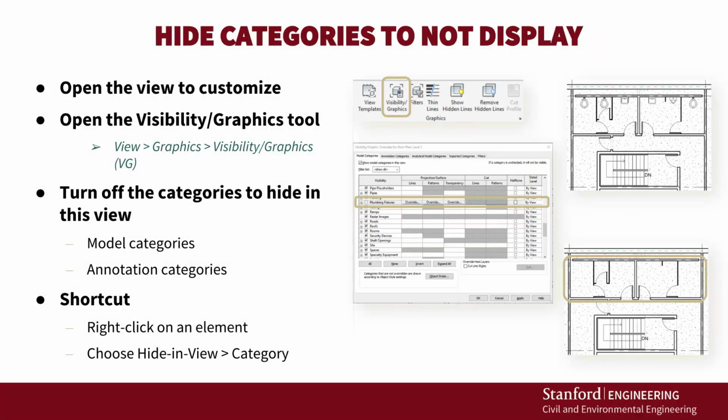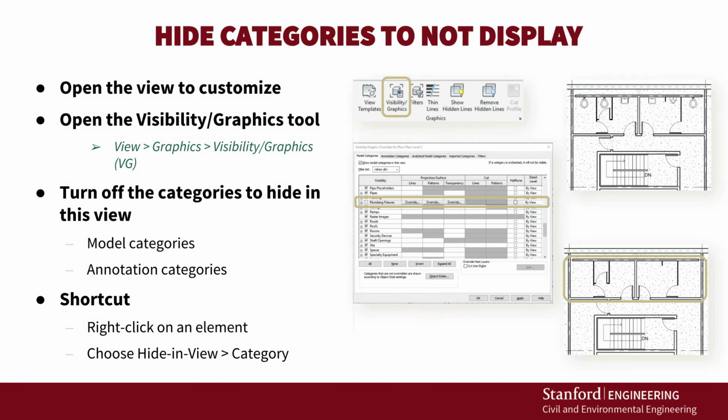To hide categories that you'd like not to display in a view, start by opening the view that you'd like to customize. You can open the Visibility Graphics tool. It appears in the View tab in the Graphics section, Visibility Graphics. You can also use the VG shortcut, which is a very handy way of bringing up that dialog very quickly. You'll find that you use it often.